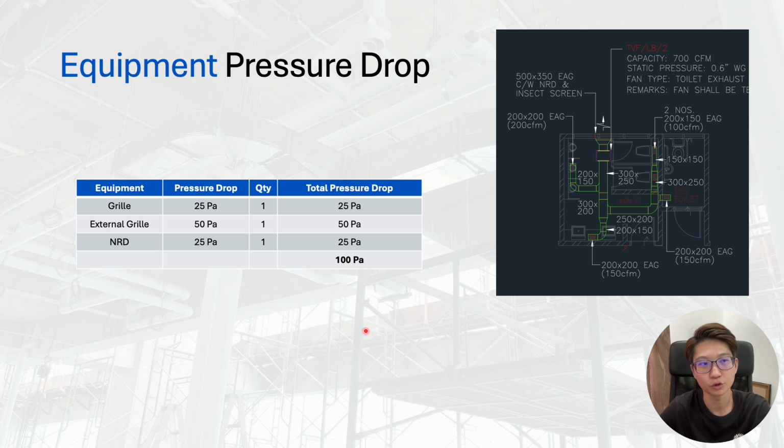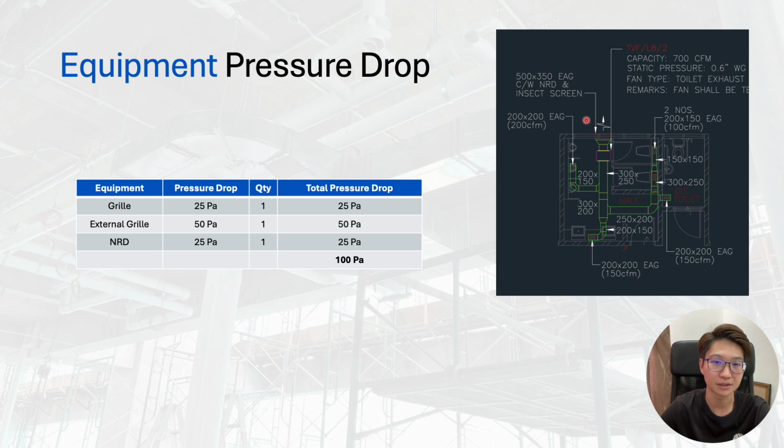So after that, we also want to include the equipment pressure drop. This is the one that usually people have trouble finding what pressure drop to use for different grille and NRD, all those things. So here you can see we have one exhaust grille. This is the indoor one. Then we have this one, EAG, external air grille or external louver, complete with NRD.